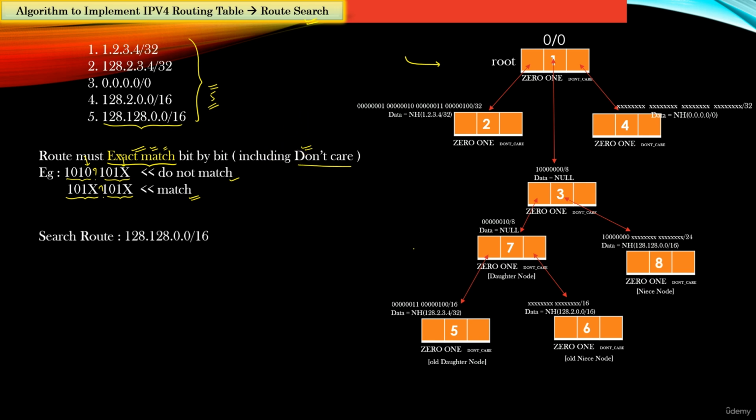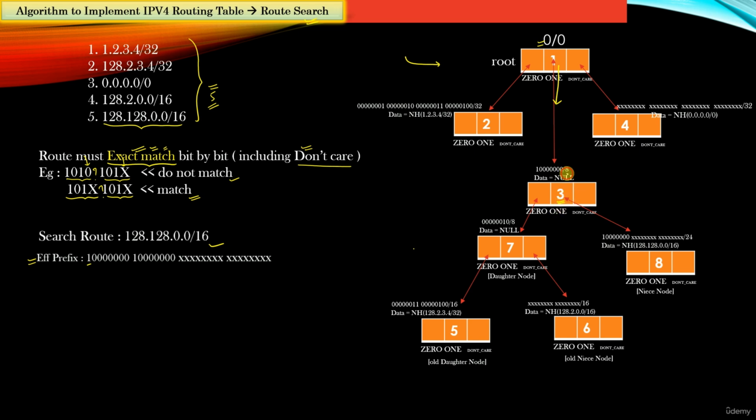Having said that, now let us see whether we are able to search the route 128.128.0.0/16. So the very first thing that we need to do is to compute the effective prefix of this route. The following is the effective prefix of this route. Now the route search algorithm begins with the root node again. The very first bit of the effective prefix is 1, so I will take a path along the 1th child of the root node and I will land at the node number 3.